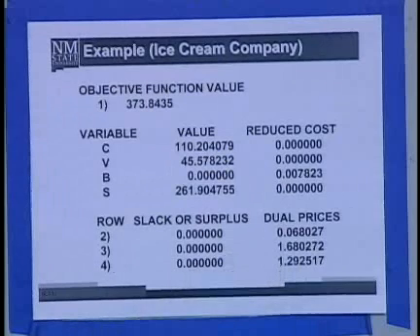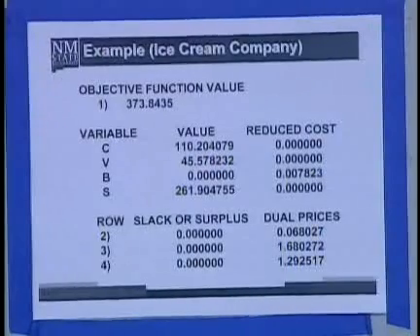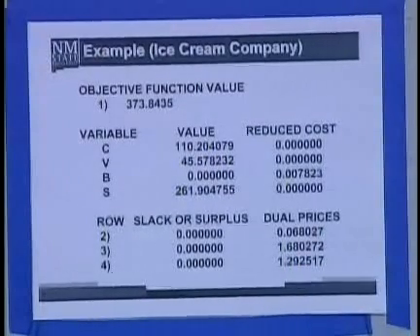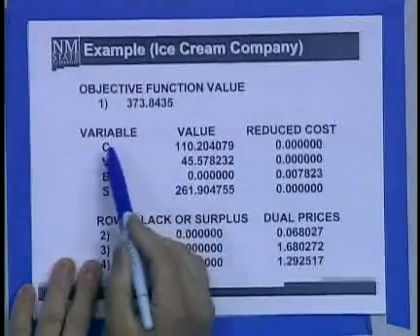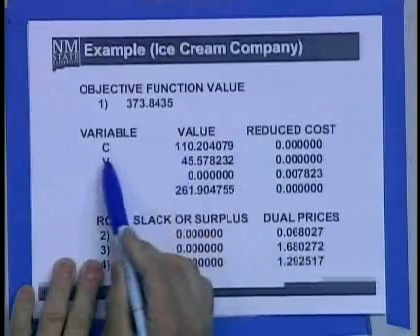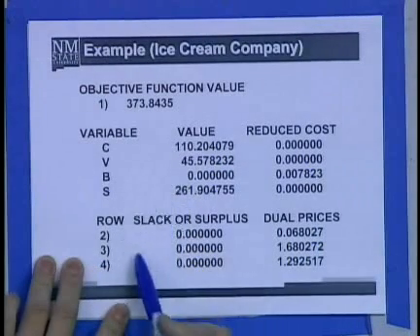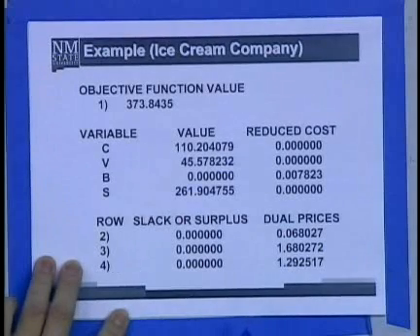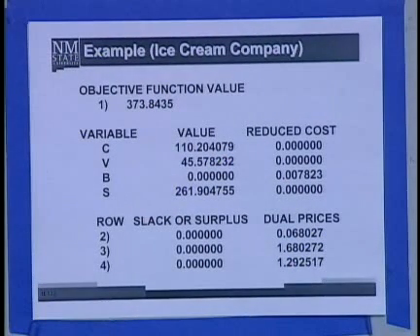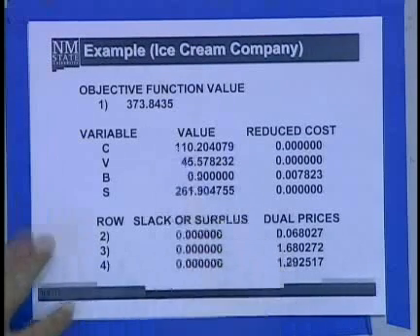If you look at the optimal solution, how many basic variables do we have in this example problem? 3, right? C has a positive value, V has a positive value, and S has a positive value. And all others are 0, right? And how many constraints do we have? We have only 3 constraints, right? So we should have 3 basic variables, 1 for each constraint. So this is not a degenerate solution, right?